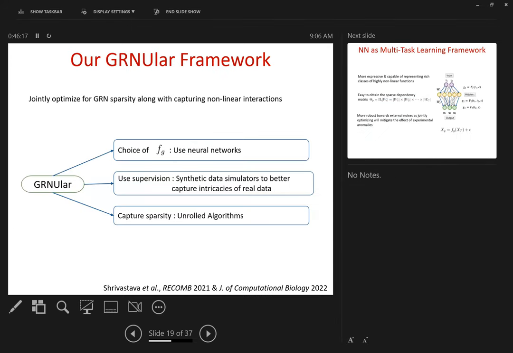But mainly what we did here was that we built a framework called Granular. And in the framework, you could do various neural networks and different things like that. So for the choice of these functions to model the expression of every gene, we use neural networks. And then, as I mentioned, we do supervised learning by taking simulator data from a simulator called Sergio, which is pretty good. And then we capture the sparsity of the network by using a new technique in deep learning called the unrolled algorithm, where you make copies of the neural network a certain number of times. One of the advantages of that is that the feedback loops will go away because they become directed edges from one iteration to another iteration. And so you could use traditional algorithms like alternating minimization, backpropagation, and so forth. So this is a fairly recent result published this year in the Journal of Computational Biology.